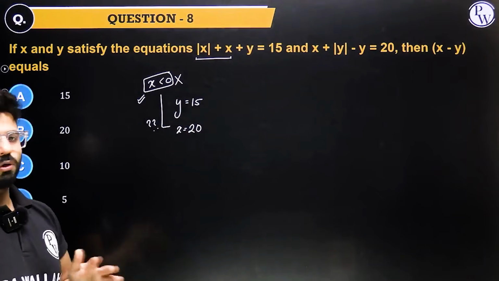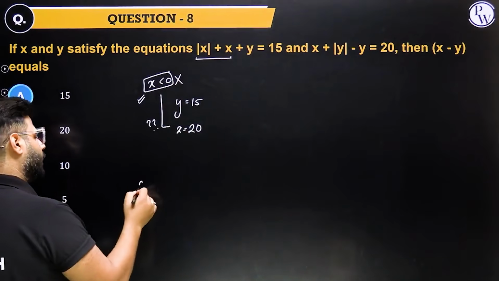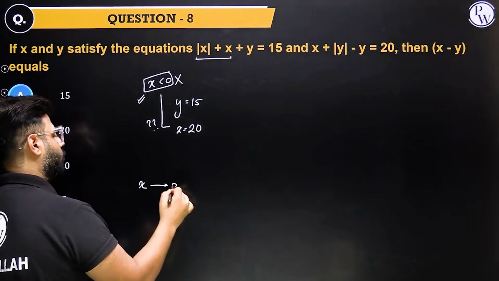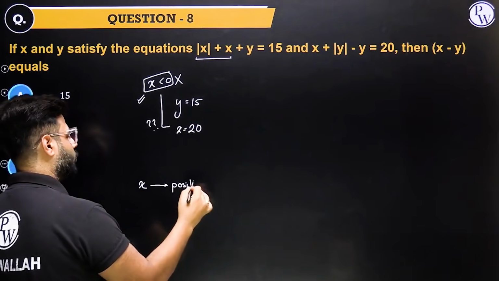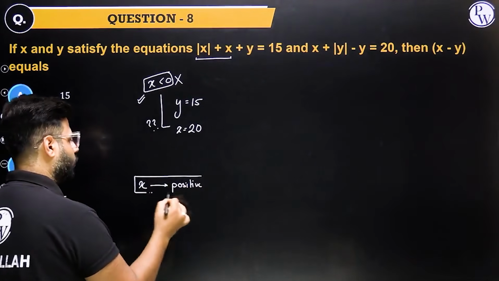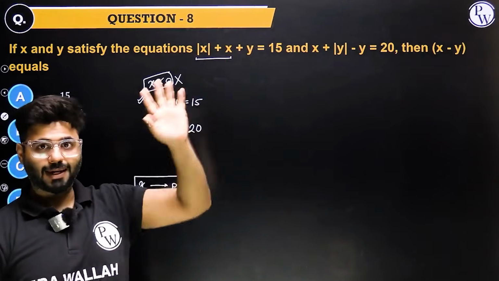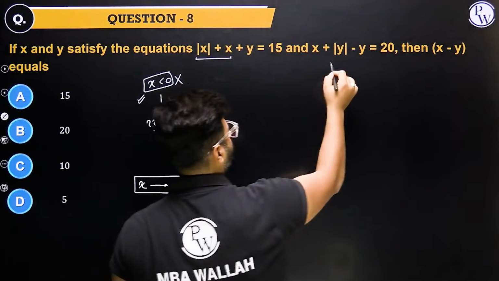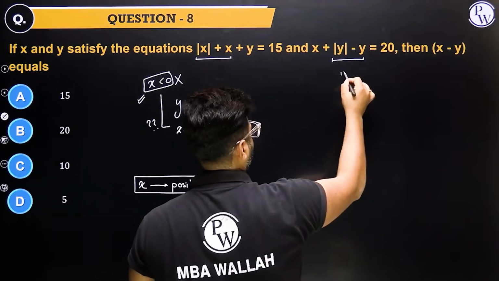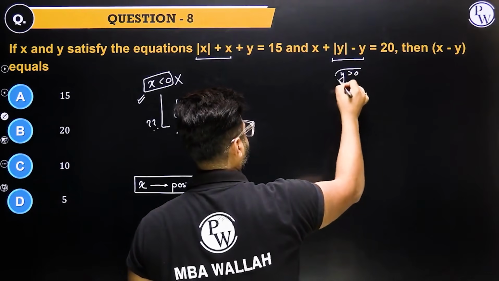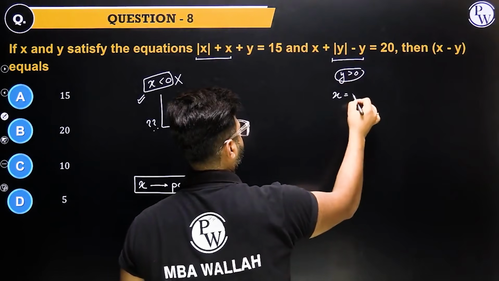So x negative is not an option. Now we definitely know that x has to be a positive quantity. So within seconds, you at least know one catch. Similarly, let's make that 0. How to make this quantity 0? Mod y minus y is 0 when y is greater than 0. So if y is greater than 0, we get x as 20.